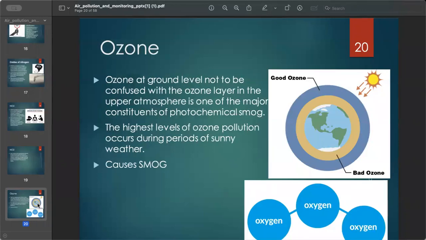Ozone at ground level, not to be confused with the ozone layer in the upper atmosphere, is one of the major constituents of photochemical smog. The highest level of ozone pollution occurs during periods of sunny weather, causes smog.